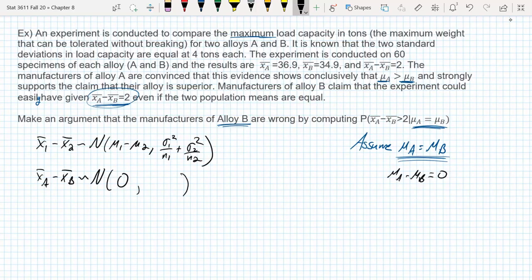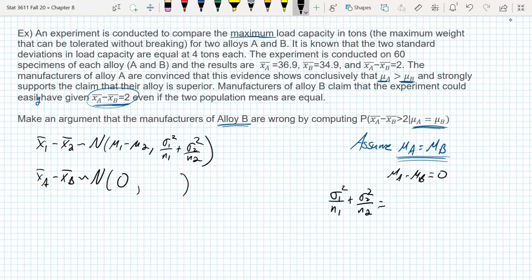So x bar A minus x bar B follows a normal distribution with a mean of 0. And what would the variance parameter be here? We need sigma 1 squared, and we need n1. Sigma 1 squared over n1. And we need sigma 2 squared over n2.